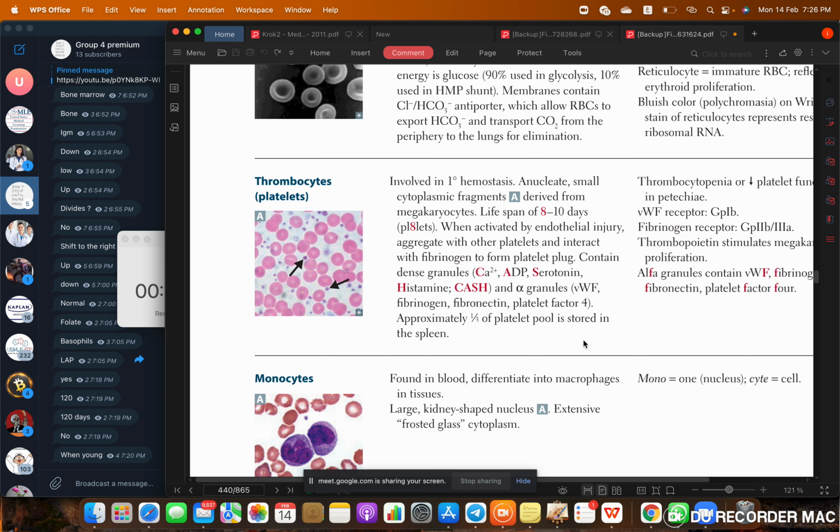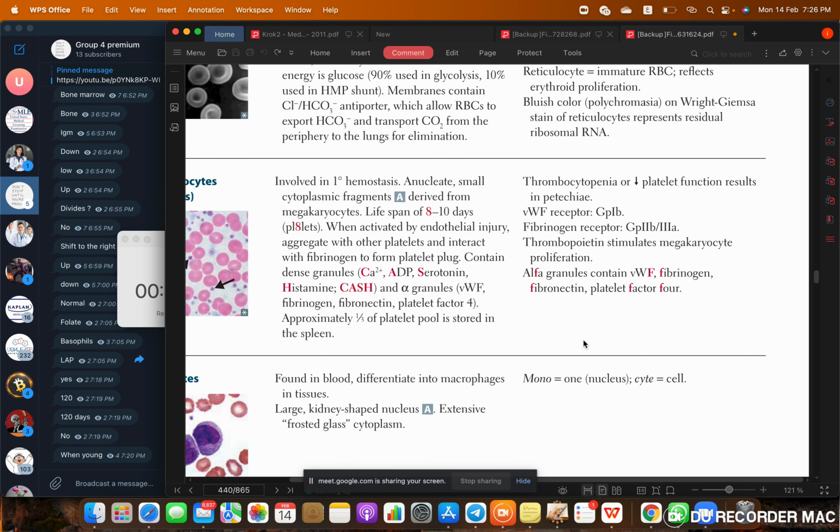Approximately one third of the platelet pool is stored in the spleen. So we have plenty of platelets in the spleen, and we only use them in cases of emergency. Thrombocytopenia, or a decrease in the platelet count, results in petechiae. I want you to make a note. The normal amount of platelets in our body is between 150,000 and 400,000. We start developing symptoms only when the platelet count goes under 30,000. So you can see there is a huge gap between the thrombocytopenia and the actual symptoms development.